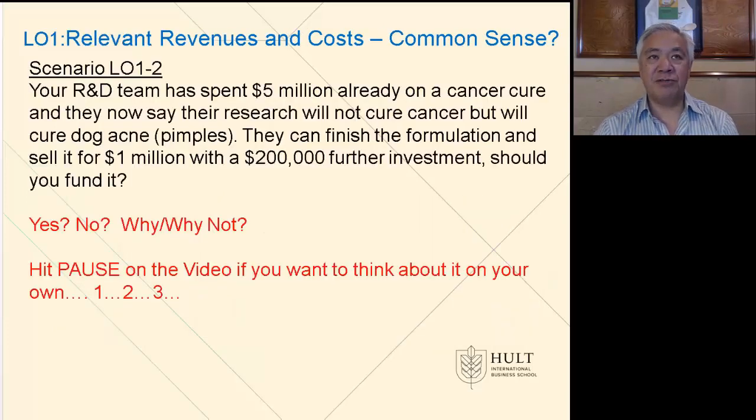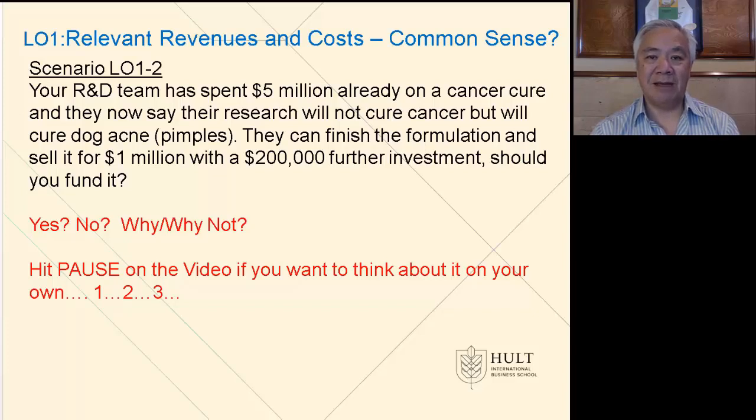All right, let's try number 2. You have an R&D team, and you spent $5 million so far on chasing a cancer cure. And now your PhD researchers come to you and say, we're not going to cure cancer, but we can cure dog acne, namely pimples. They said, well, we can finish the formulation and sell it for $1 million with another $200,000 this year, and there's no risk that we will not succeed this year. And let's say you believe them. So the question is, do we say yes or no to their proposal for another $200,000 on top of the $5 million you've already put into this project? And then why or why not?